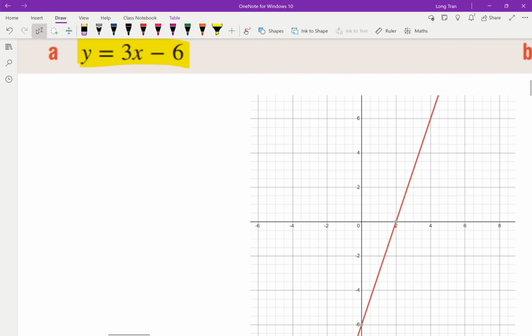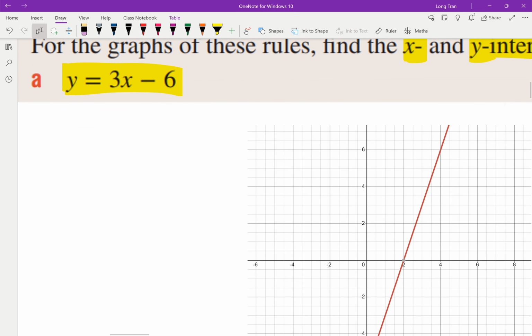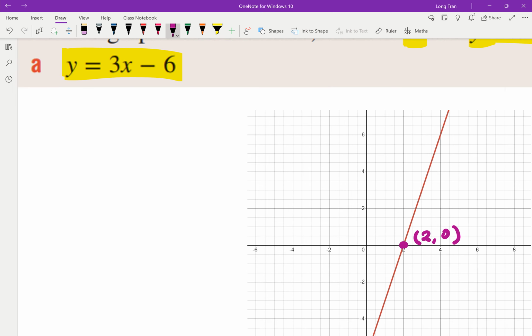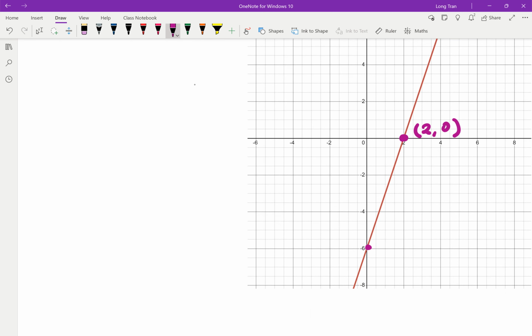So how do I find my x and y intercept? We know that according to our graph, the x-intercept should be 2. So this is the x-intercept, (2, 0), right? And then this is the y-intercept. We know that coordinate there is (0, negative 6).